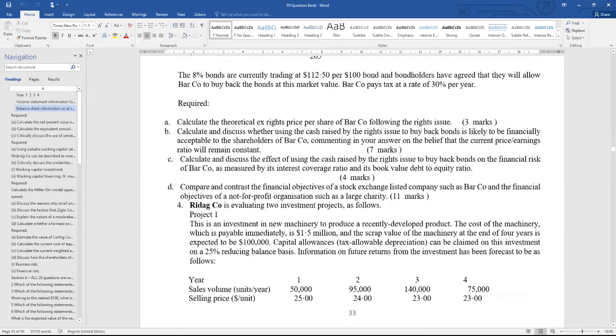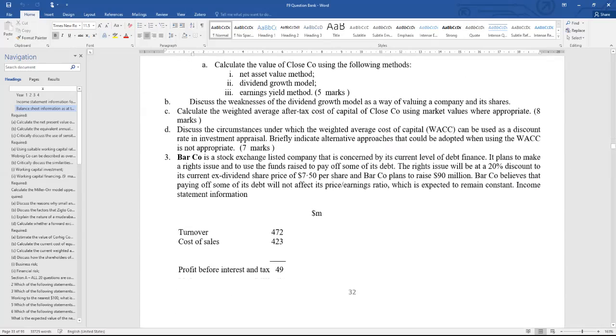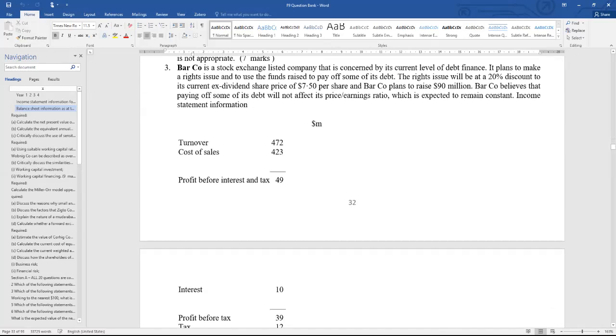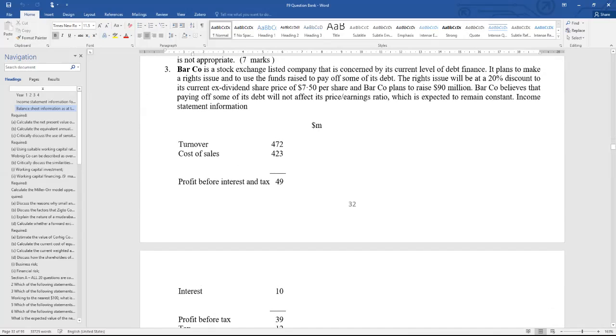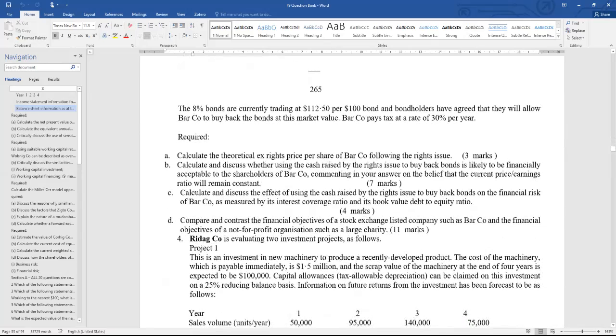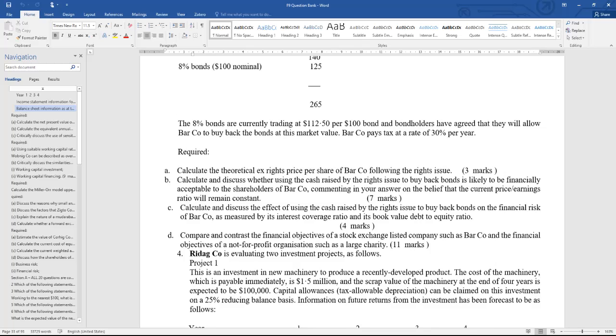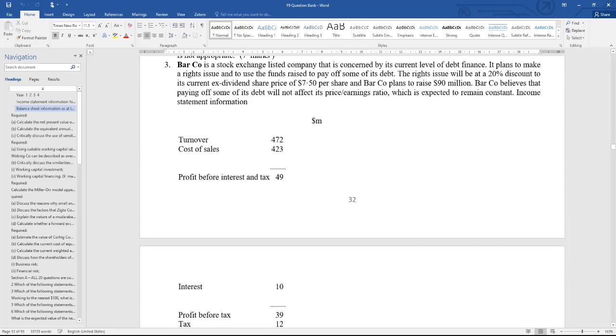I think this is the question here. This is Bar Company, in page 32. So go through it. Actually, you can do part A, part B, part C. Bar Company, page 32. So go through it. We discuss together.